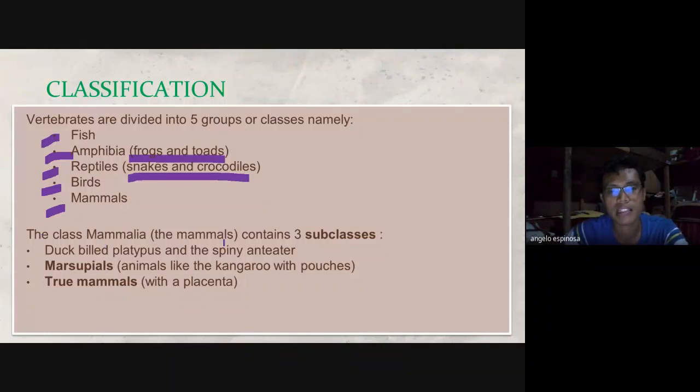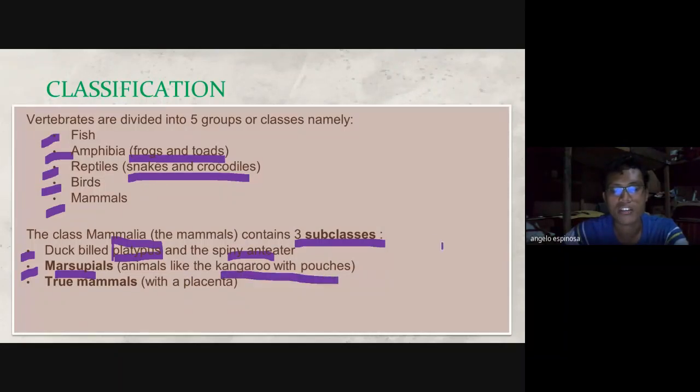The class Mammalia, the mammals, contain three subclasses. What are those subclasses? Number one, we have the duck-billed, they call it platypus. They are called the subclass platypus and the spiny anteater. Yung mga duck-billed.